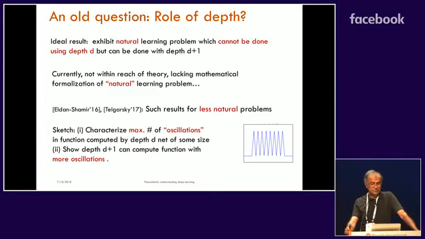And the idea in these new proofs, and there are some follow-up papers, is to characterize the maximum number of oscillations in a function computed by depth D of some size, so oscillation in high dimensions. And then you show mathematically that depth D plus 1 can compute functions with way more oscillations. Somehow adding even one more layer can introduce a lot more oscillations. So that's roughly the idea. Now, as you can see, this setting is very much a mathematical setting, studying classes of functions and so on. It's not clear what it has to do with natural learning.